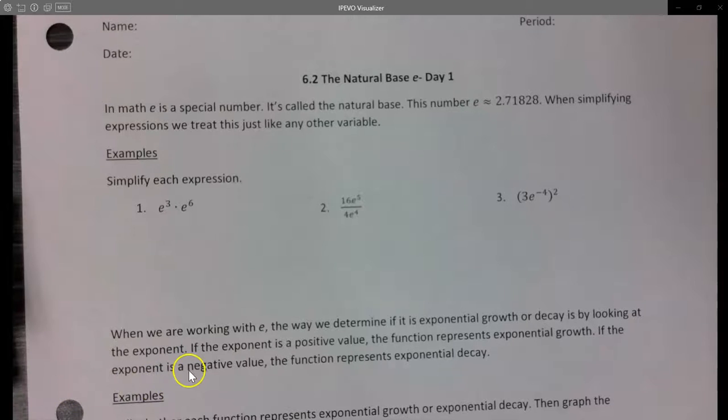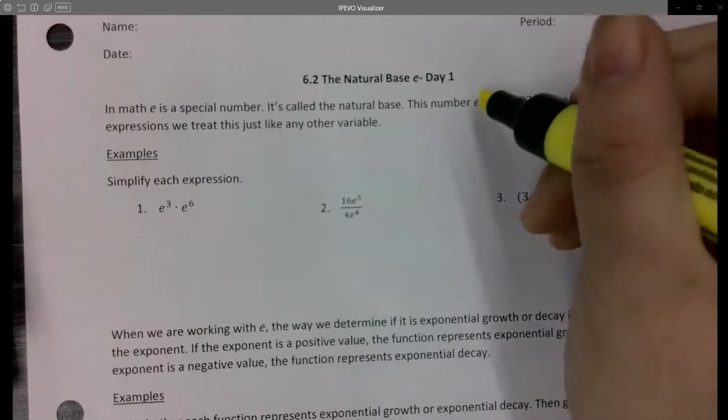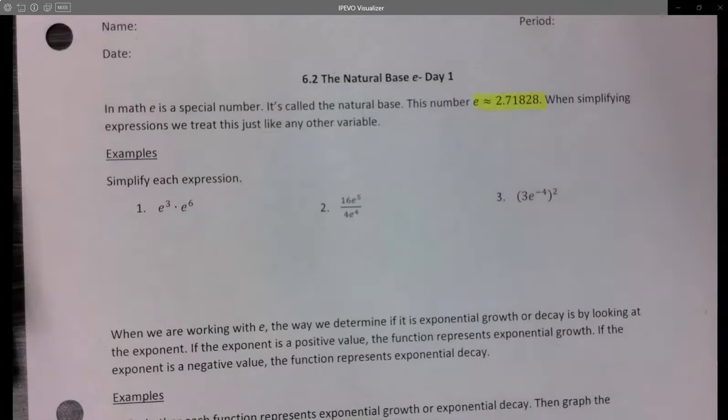Okay, so today we are doing the natural base, e. So kind of like pi, it's a letter that represents another number. E is approximately 2.71828. But typically I just treat it like any other variable when I'm simplifying expressions.